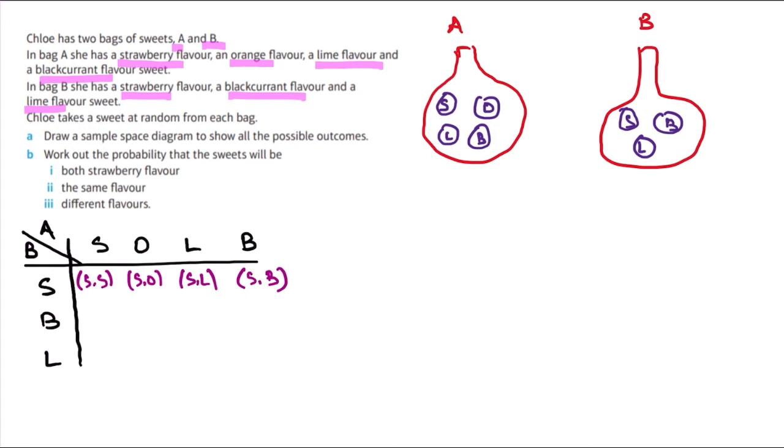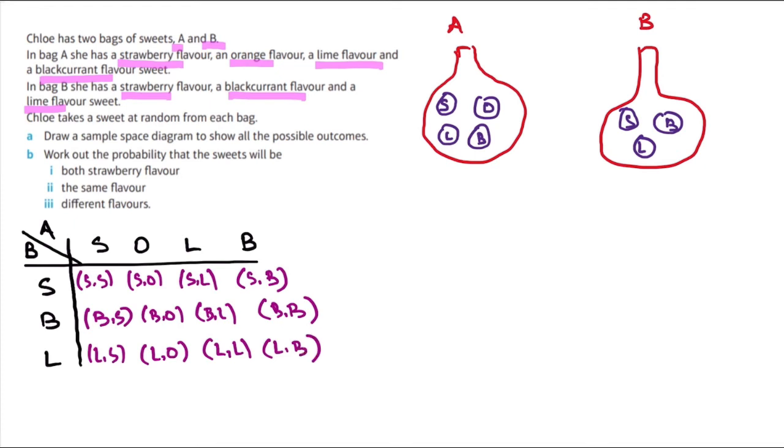You can do the same thing in the exam or while making notes as well. You don't have to write down the whole thing. Just taking the initials is enough. So that would be B with S, then BO, then BL, and then BB. For the third row, you're going to do lime with strawberry, lime with orange, lime with lime, and then lime with blackcurrant. So here we have the sample space with all the possible outcomes.